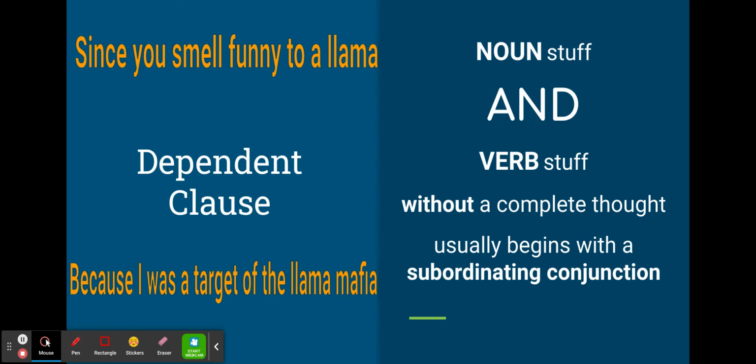Since you smell funny to a llama would be an example of a dependent clause. It has a subject, it has a verb, but it's not a complete thought because of that subordinating conjunction right there at the beginning, since. And because I was a target of the llama mafia is an example of a dependent clause. It's got a subject, it's got a verb, but it's not a complete thought. It's missing that complete thought part of it because of because. The subordinating conjunction is right there at the beginning of the sentence as well.